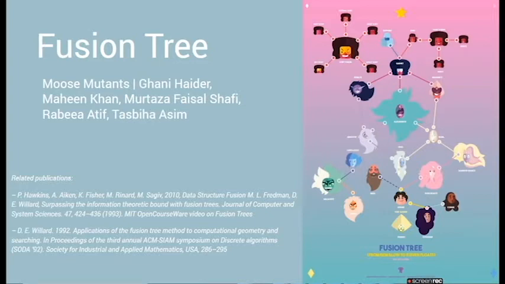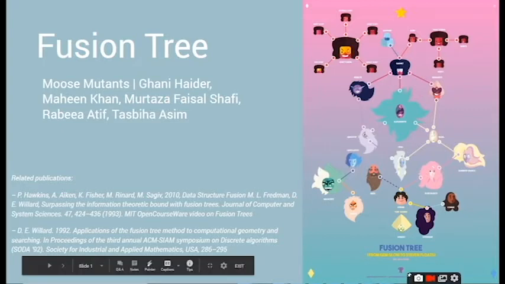Our assigned data structure is the fusion tree. Tasbiha will now be elaborating on the specifics of the data structure.